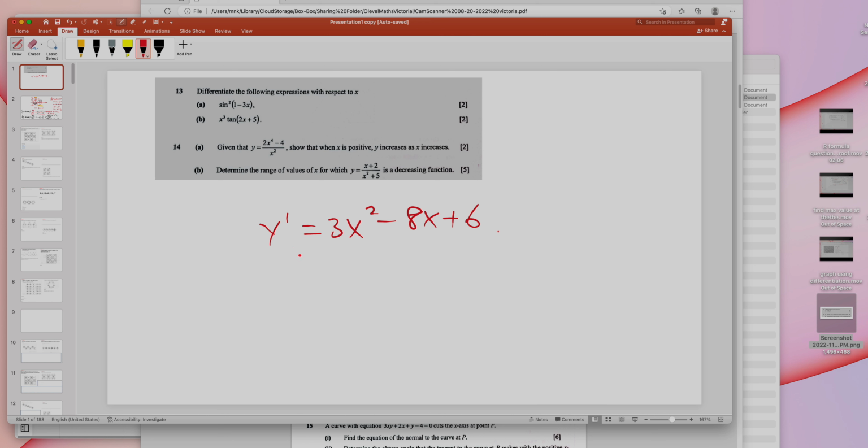So this is the first derivative, right? The second derivative will tell you whether that point is a max or minimum. Let's sketch this out. So the y function is x^3 - 4x^2 + 6x - 3. So this is the function, and this is the gradient function.